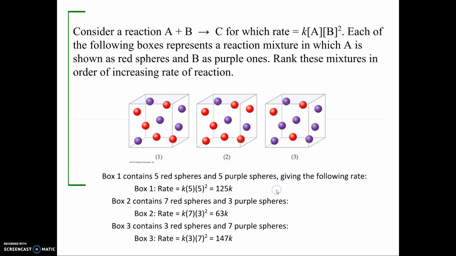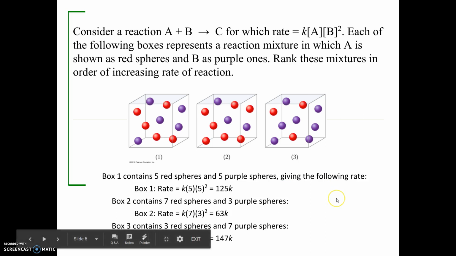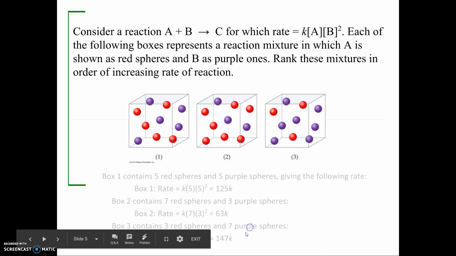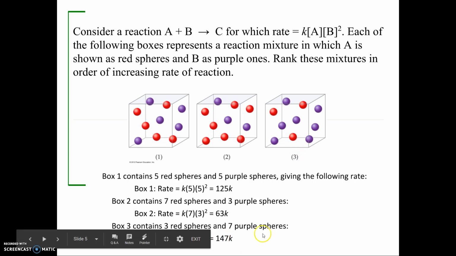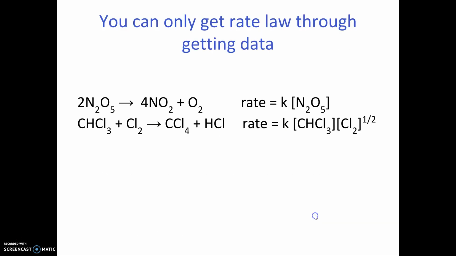Okay. There's some fancy math you can do here, and they explained the math in the textbook if you want to go back and read that part too. They actually counted the numbers. Like in this number 3, there's 7 purple and 3 red. The box 1 is 5 purple and 5 red, so they actually put the 5s in for the A and the B. You can calculate what the rate would be. We can see that the third one is the fastest, the first one is the middle, and my middle one is the slowest.